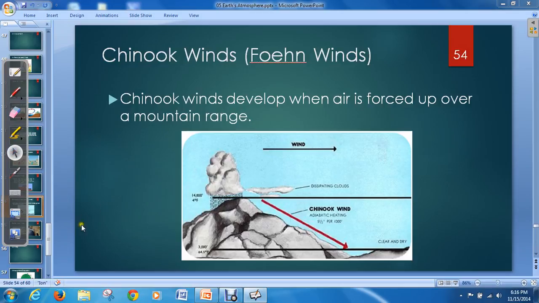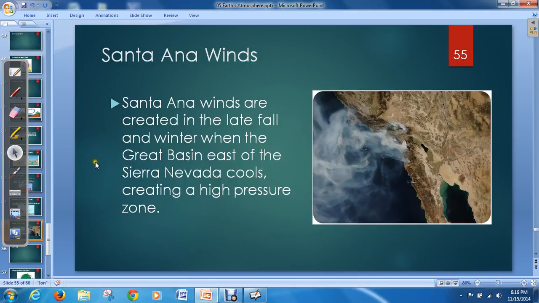Okay, and then the last one is a very specific wind. It's called the Santa Ana winds, and they are created in the late fall and winter. Okay, specifically near the Sierra Nevada, or Sierra Nevadas, and it's when the Great Basin to the east of those cools, and they create a high pressure zone. So if you see this picture right here, this is actually an aerial view. Okay, so here are the Sierra Nevadas. Okay, this Great Basin area to the right of it cools down.